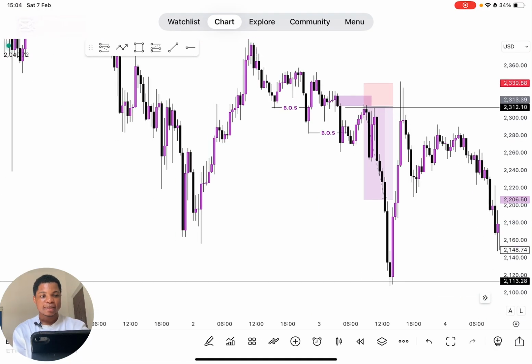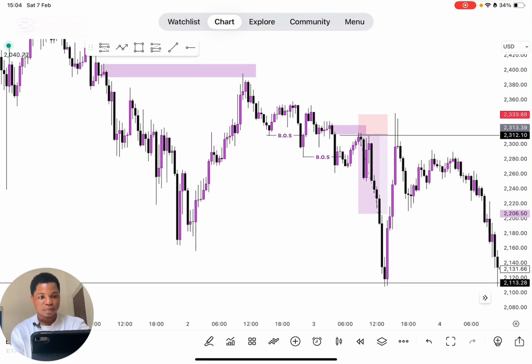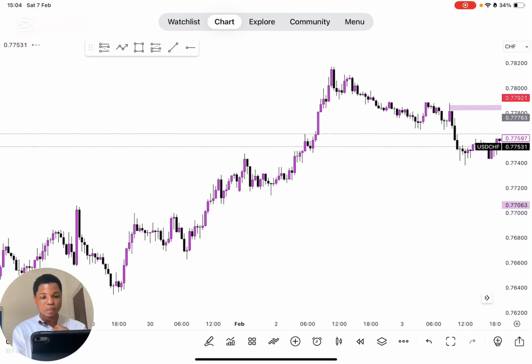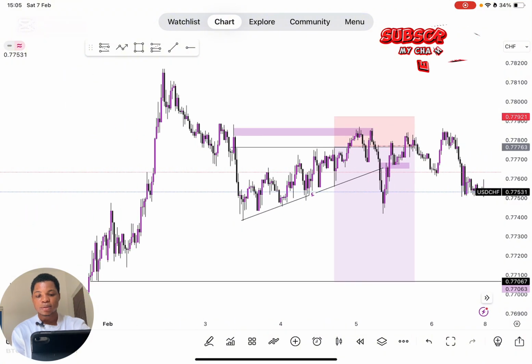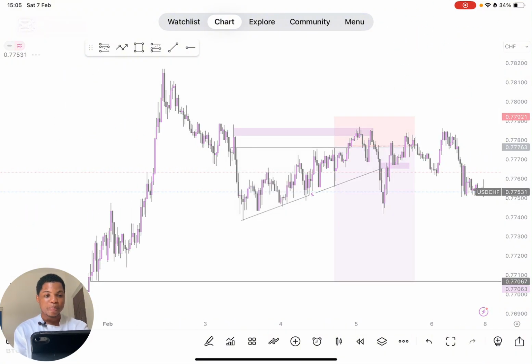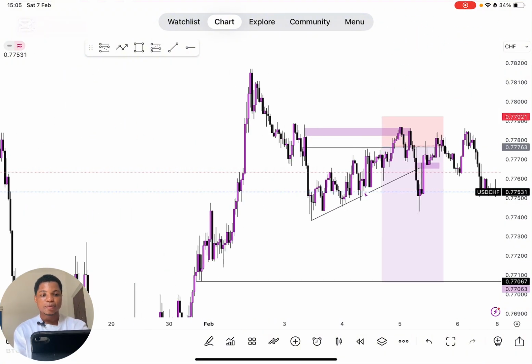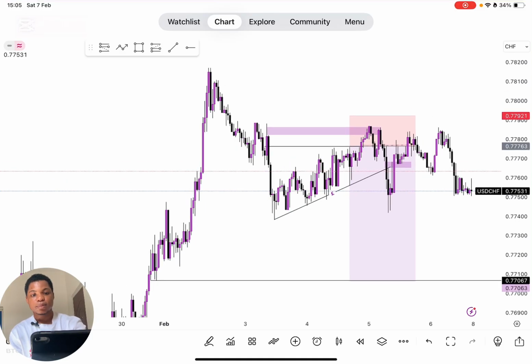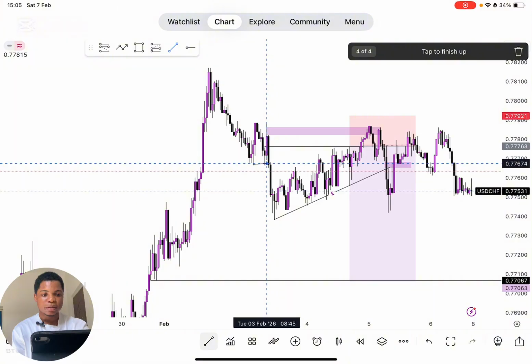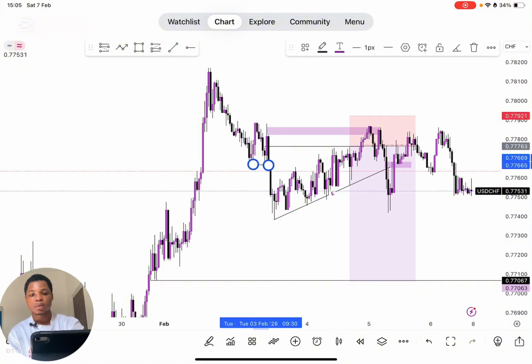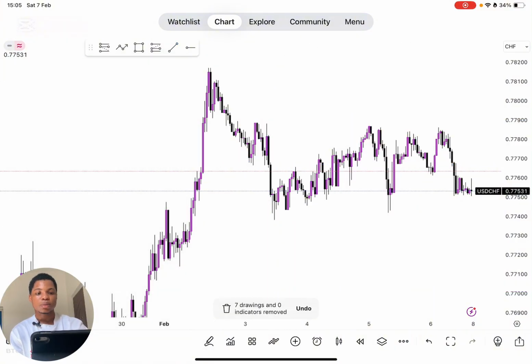And the third and the last trade happened on USD CHF. So this was the last trade on USD CHF. I still did this analysis on the 5-minute time frame. You understand? So this was the break of structure that I saw. Let me clear the charts.